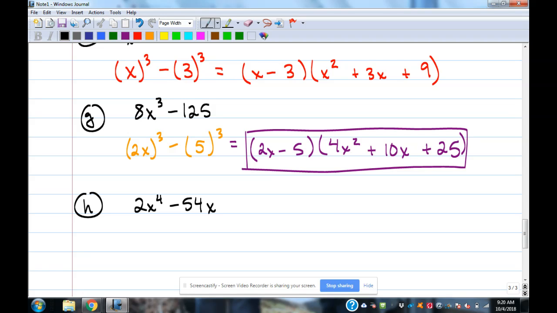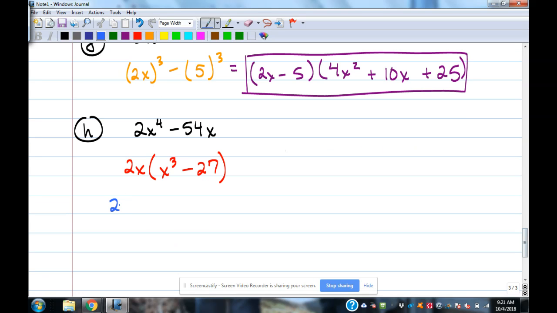2x to the fourth minus 54x. Descending order. Good. GCF. X and 2. Leaves us with x cubed minus 27. We've done that one already today, right? We know that that's a difference of cubes. So let's factor it.